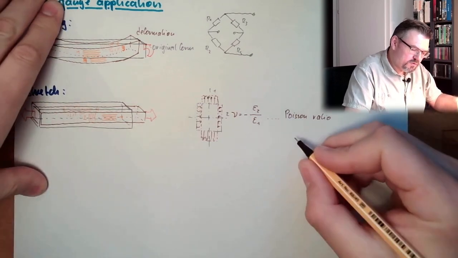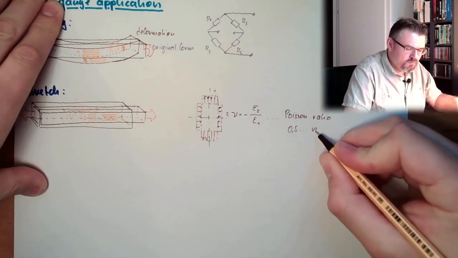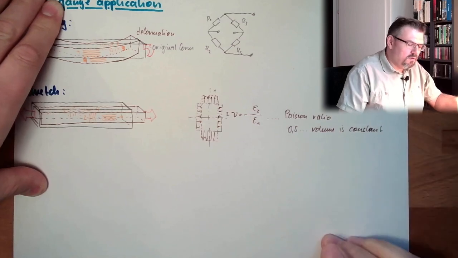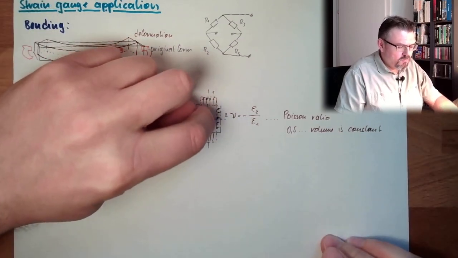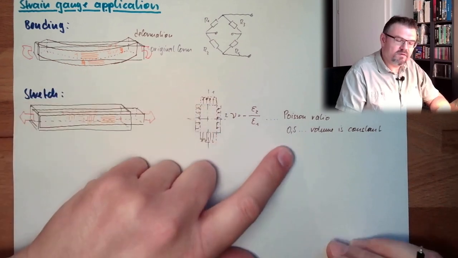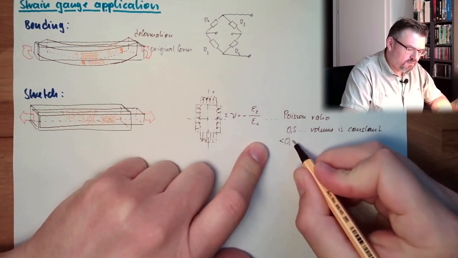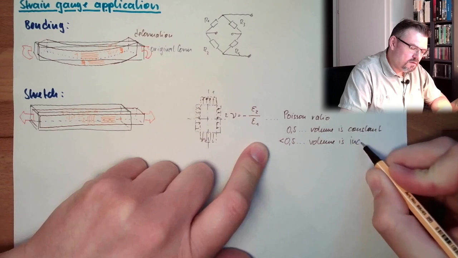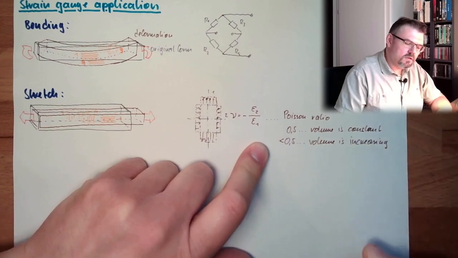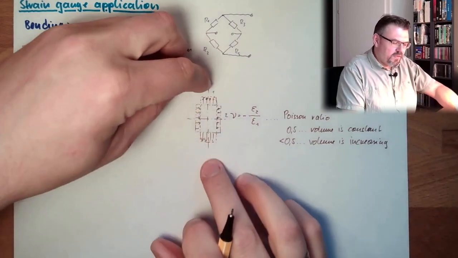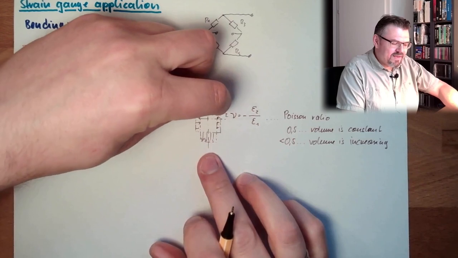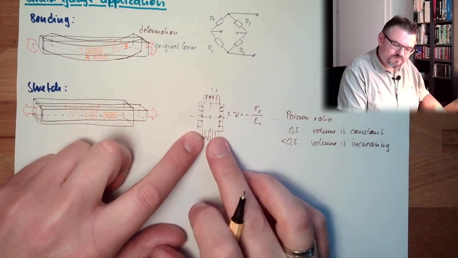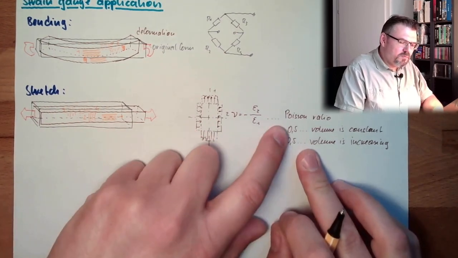Okay, so if we have a Poisson ratio of 0.5, the volume is constant. Because this means whatever is added here will be lowered here. So 0.5, volume is constant. If we have smaller than 0.5, then the volume is increasing. This is because we are tearing the atoms a little bit. Then this will get longer and shrink less in diameter or width.